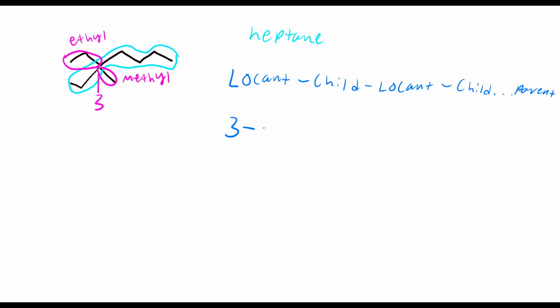Now we're going to get my child, ethyl, and we're going to look at the location again. 3. Look at my child, methyl. Do we have another location? No. So we're going to drop that location and we're just going to say the parent. This is heptane. So we have a 3-ethyl, 3-methylheptane.